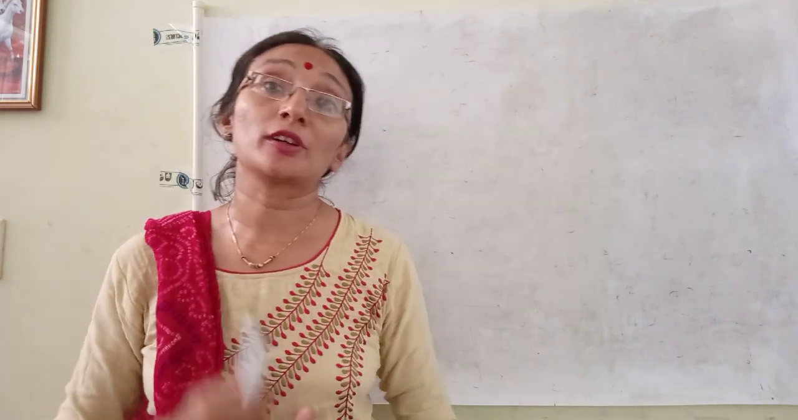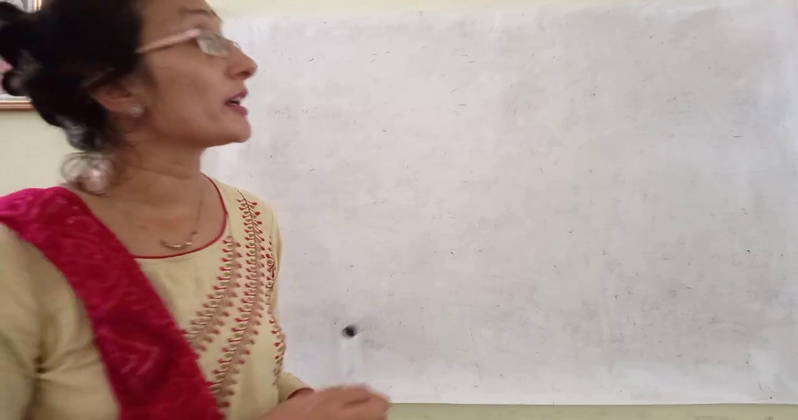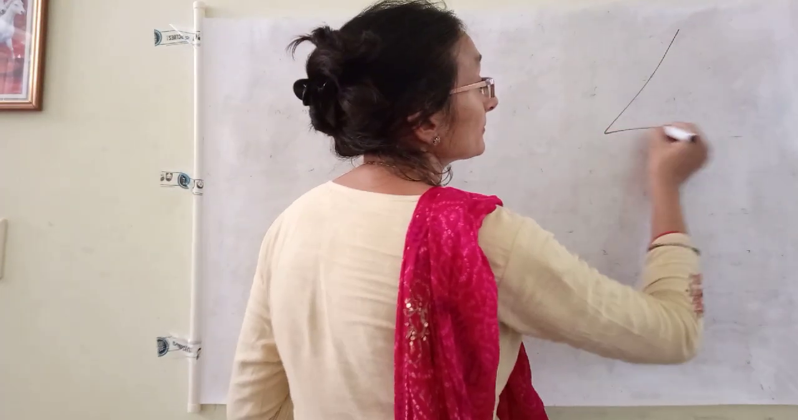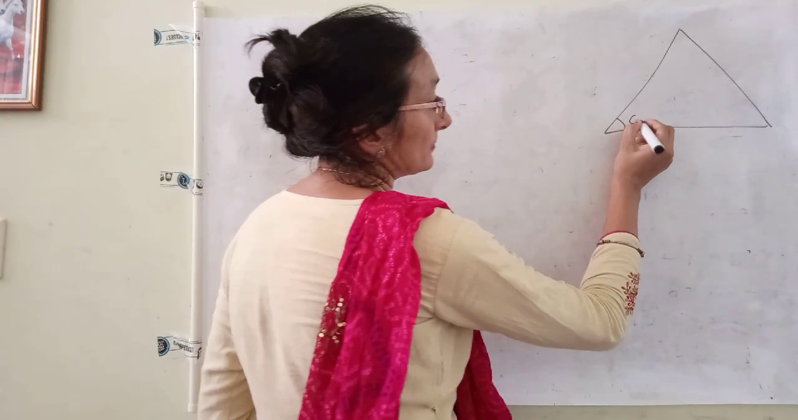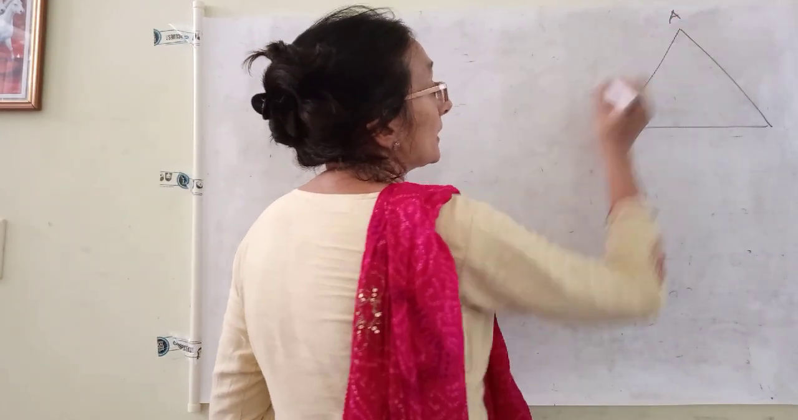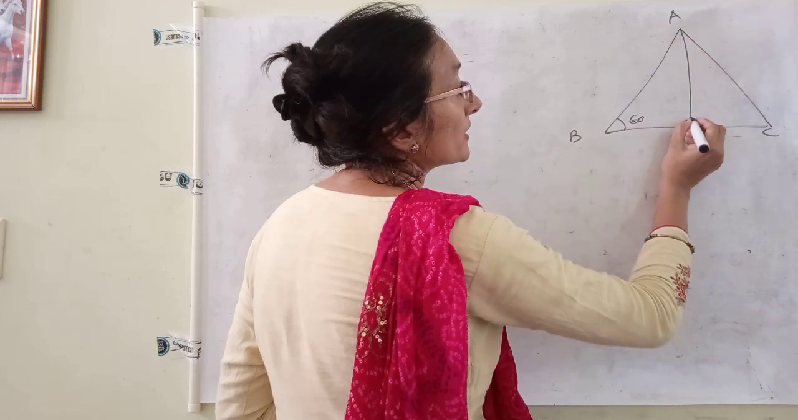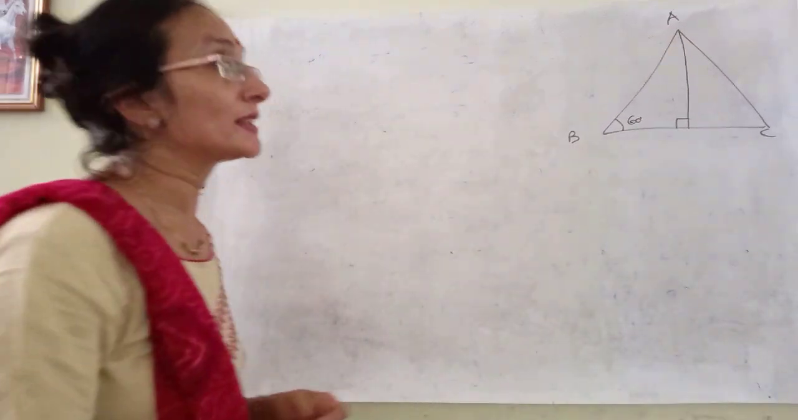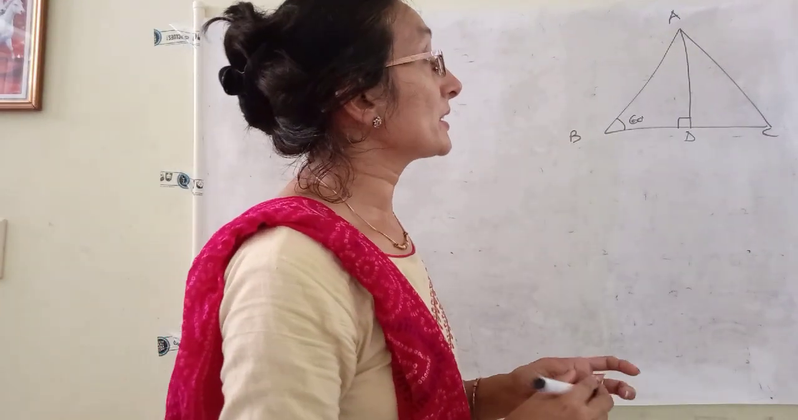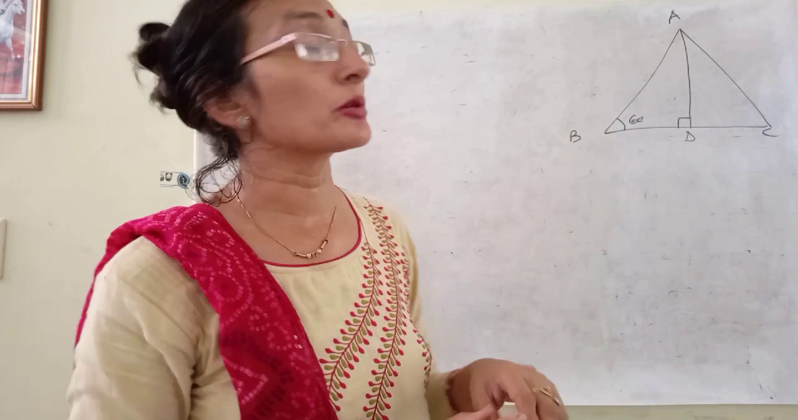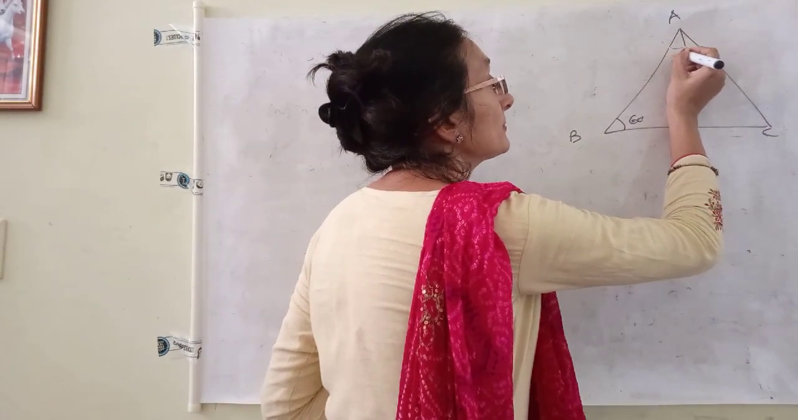We have to find the value for angle 30 degree and 60 degree. So for this we will draw an equilateral triangle in which all the angles are equal to 60 degree, and then we will draw one perpendicular or altitude or median here, which is AD. See, this median divides the angle A into two equal parts, so this angle will be equal to 30 degree.